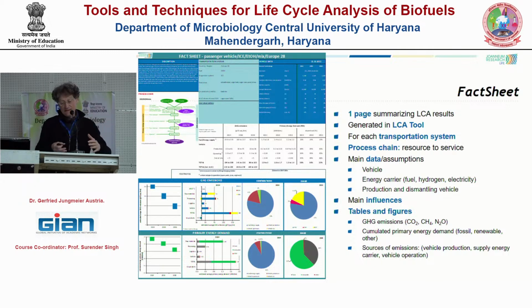But the idea is really that on this one pager, you find the key information you need to understand what the framework condition is, what is considered, and what the result is. What you find here is, on one hand, the process chain you're already familiar with. You also see the main data assumptions in the upper part, so the key data. We need many data, but finally, at the very end of the LCA, you know which are the key data that significantly influence the final result.